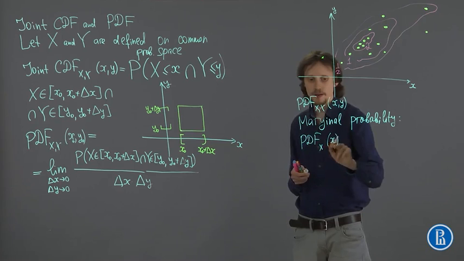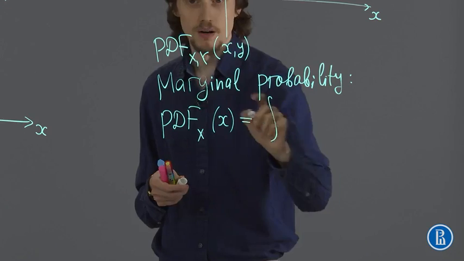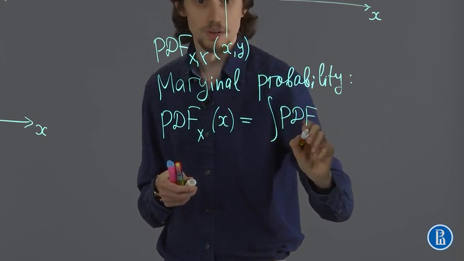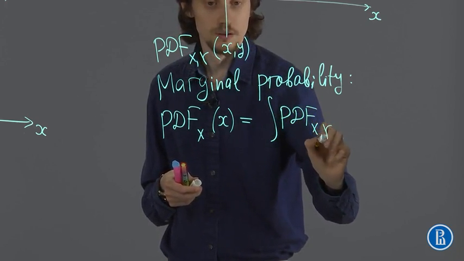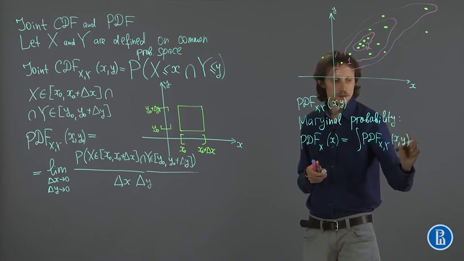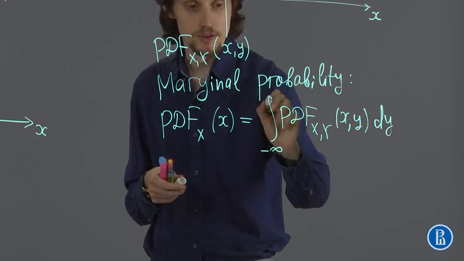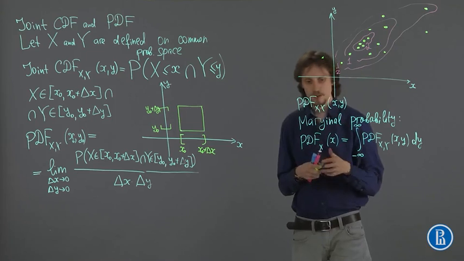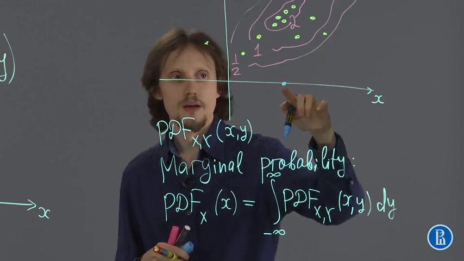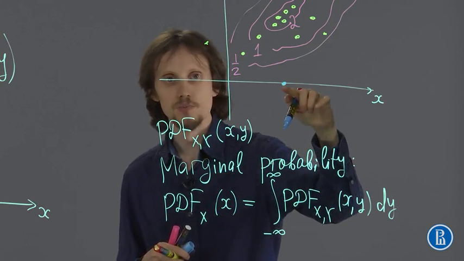PDF of random variable x at some point x small is equal to integral of the joint probability density function by dy. Here we have from negative infinity to plus infinity. Geometrically, that means that we fix some value of x, for example this value, and we want to find probability density function of random variable x capital at this point.